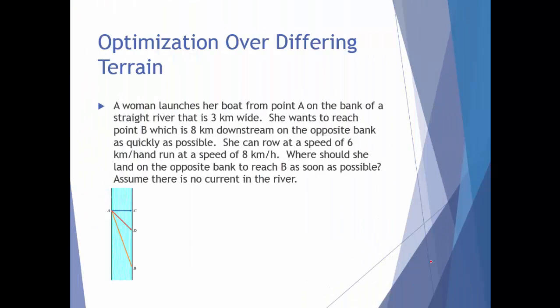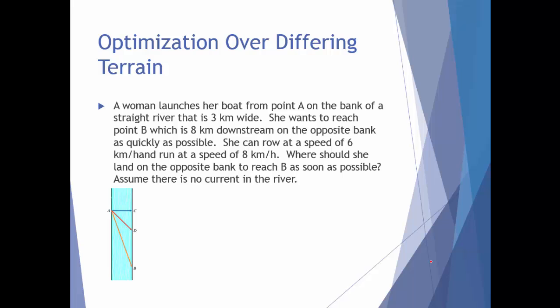Okay, let's look at another one. Optimizing over differing terrain. This one is especially applicable for engineering majors. Basically, the idea behind this is something along the lines of you need to get from one point to another, and there are multiple kinds of terrain in between your 2 points. And of course, some terrain is easier to cross than others.